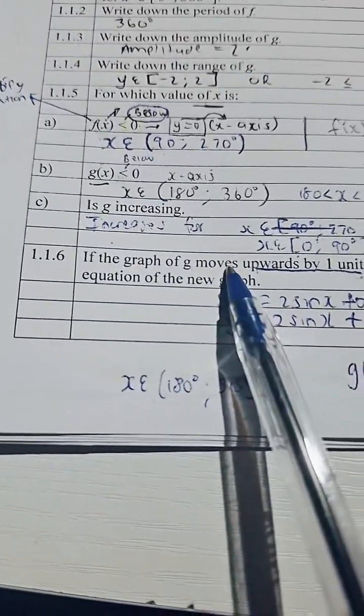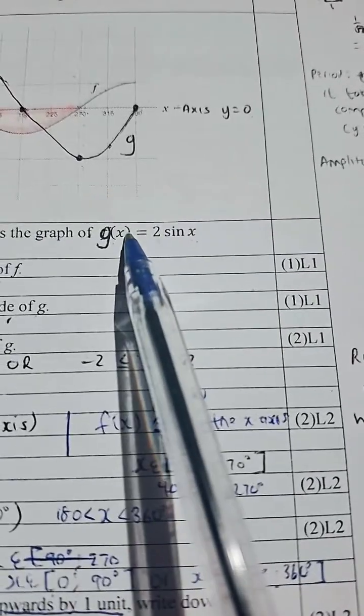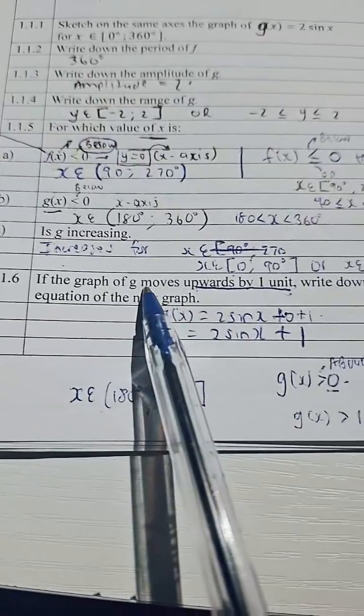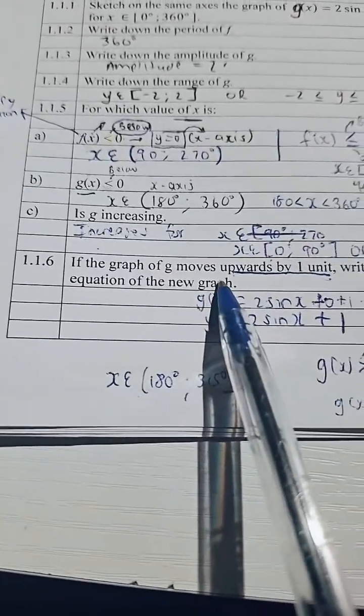Then 1.1.6. If the graph of G moves upwards by 1 unit, write down the equation of the new graph. So I repeat, if the graph of G, now where is G? G of x is equal to 2 sine x. Now we're being asked if the graph of G moves upwards by 1 unit, we need to write down the equation of the new graph.